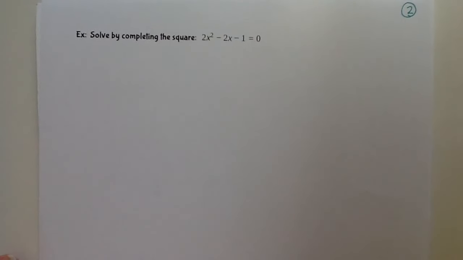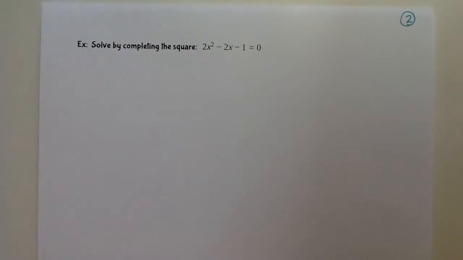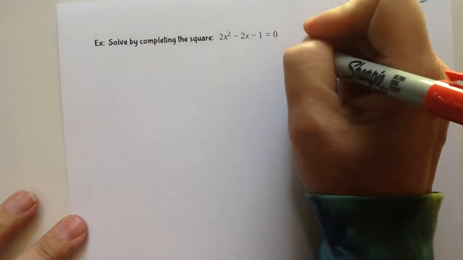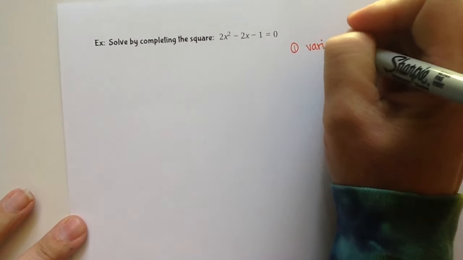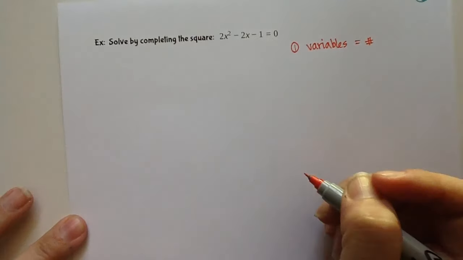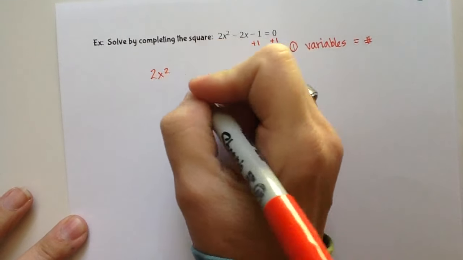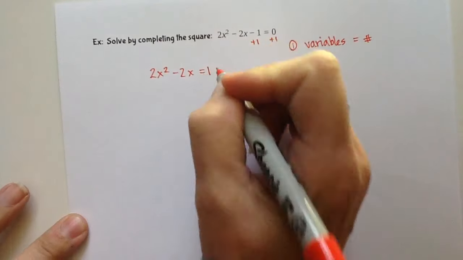Okay, solve by completing the square. Now we get to do a completing the square problem that has a coefficient in front of the x squared and see how that plays out in terms of finishing an entire problem. So our first step in solving by completing the square is to get the variables on one side and the plain number on the other. So I will add the 1 over to both sides, and I get 2x squared minus 2x equals 1.